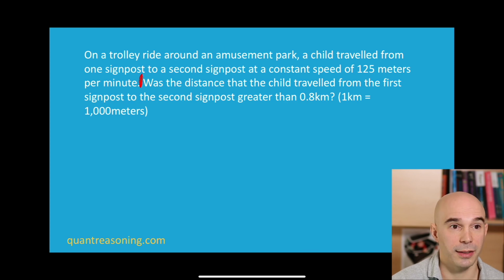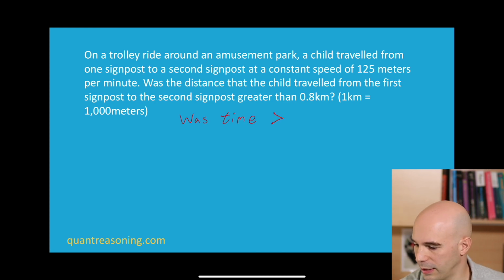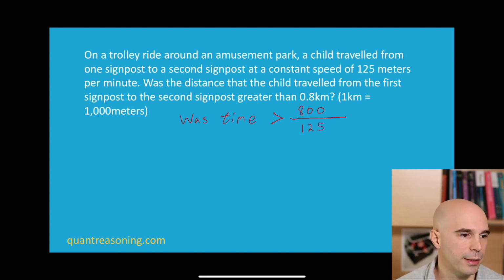So we need to take the time to rephrase this question to be about time. Like, was the time spent greater than some number? What number? Well, that's what we need to figure out. And we'd like it in seconds because we notice that the statements are talking about seconds. Perfect. So I'll say, was the time greater than, here's the distance in meters, and here's the speed. The problem is that the speed is in meters per minute. So this is going to give me a time in minutes, and I'd like to have the time in seconds.